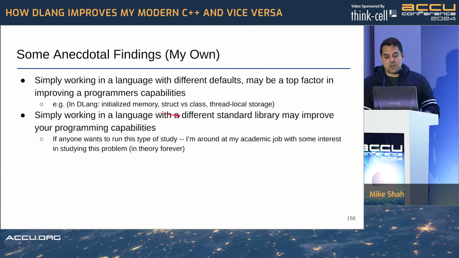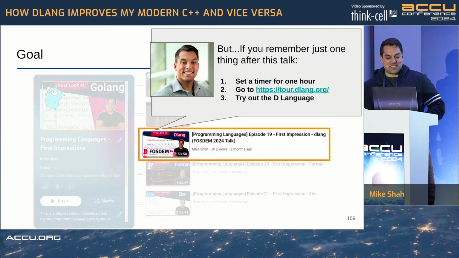And even just simply working with a language with a different standard library might improve your capabilities. Right? I didn't know or think about things like zip and fold and chain and all these different things, but they're very prevalent in D code. So you just kind of pick up those things, which is nice. And if anybody wants to run this type of study, I'm in my academic job forever, I think. So feel free to talk to me here.